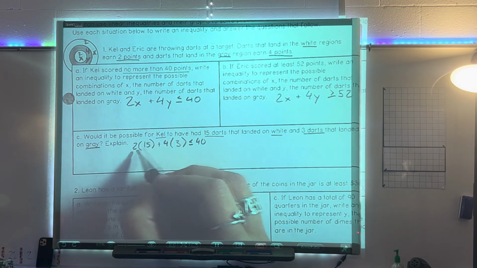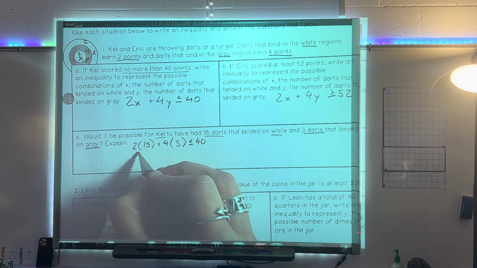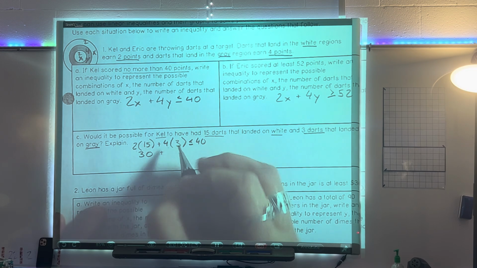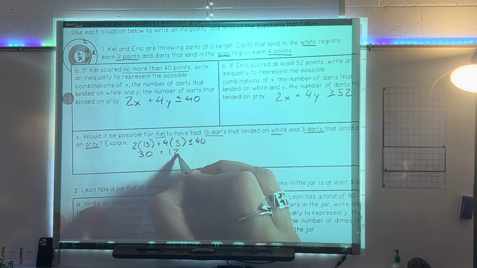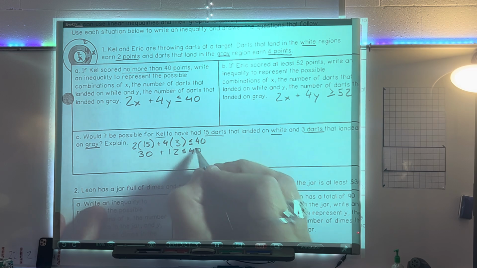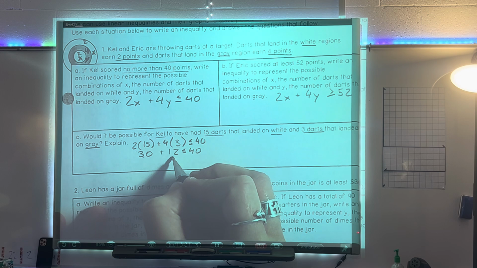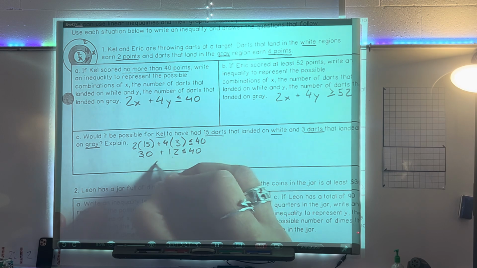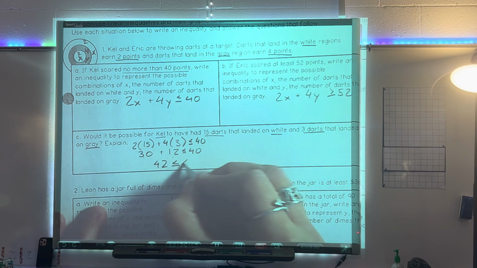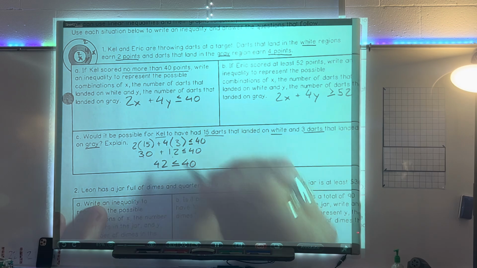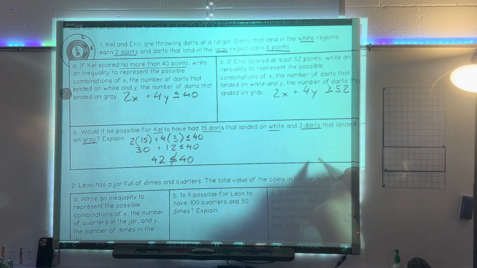So 2 times 15 is 30, and 4 times 3 is 12, less than or equal to 40. 30 plus 12 is 42, less than or equal to 40. Is that true? No, it is not true, so the answer to that is no.